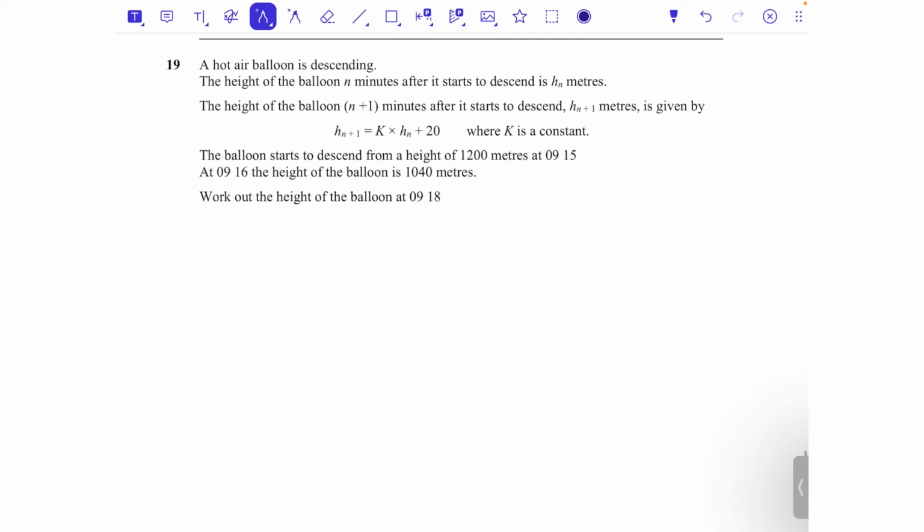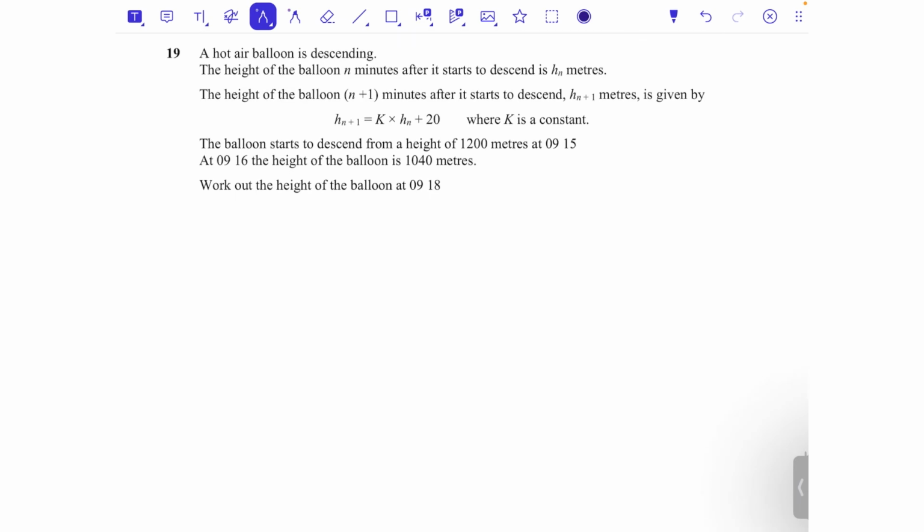Question number 19. A hot air balloon is descending. The height of the balloon n minutes after it starts to descend is h_n metres. Now this question is only made more difficult by the notation, okay? It's the notation that makes this challenging, so try and see past that. h_n, the little n just means I could make n 5 and that would be the height after 5 minutes. I could make n 7 and that would mean the height after 7 minutes. It's just like a way of labelling it, that's all it is, okay? So don't be put off by that.